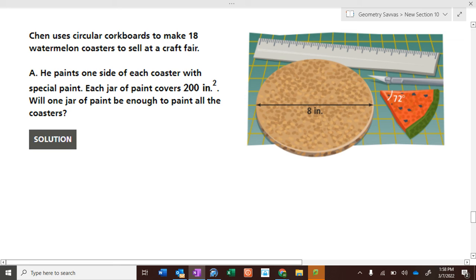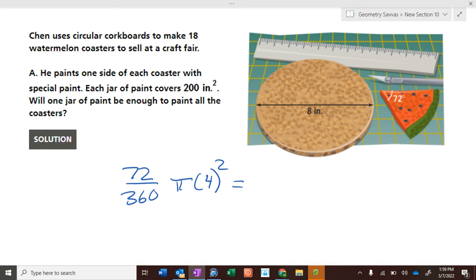Okay? So, if this is 72 and he's going to make 18 coasters, okay? So 72 over 360 times pi times 8. Ooh, is my radius 8? 4 is my radius squared. So somebody multiply that out and give me a decimal for that. Because it's 16 times pi times 72 divided by 360. What do we get? 10.1?